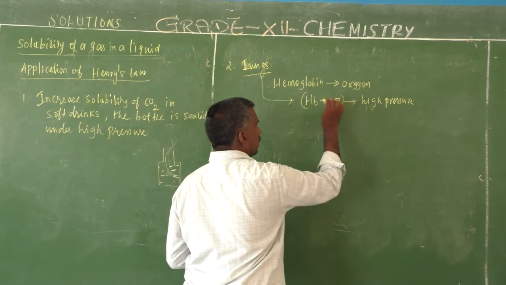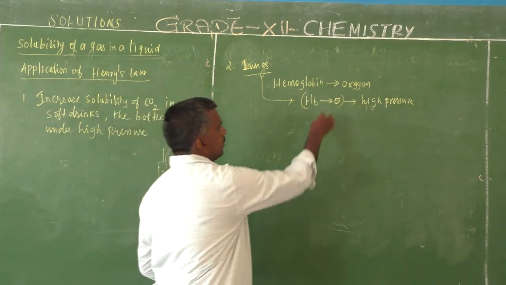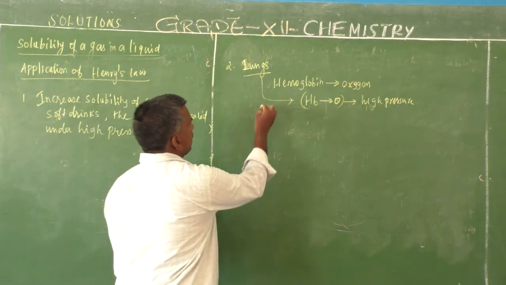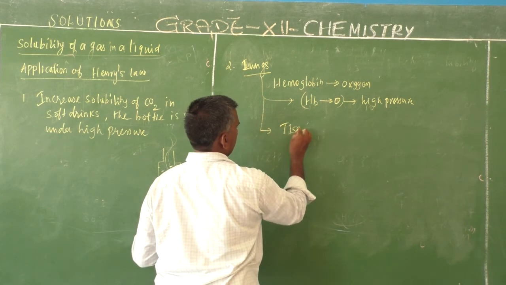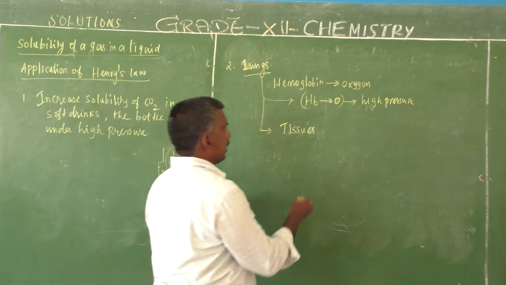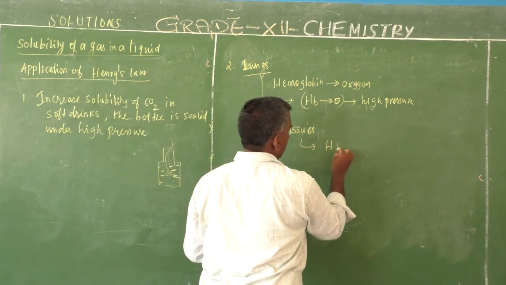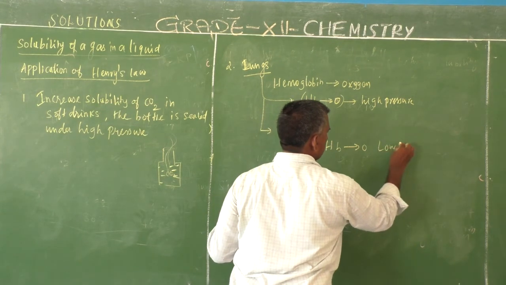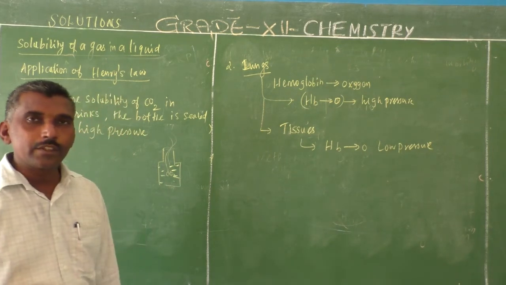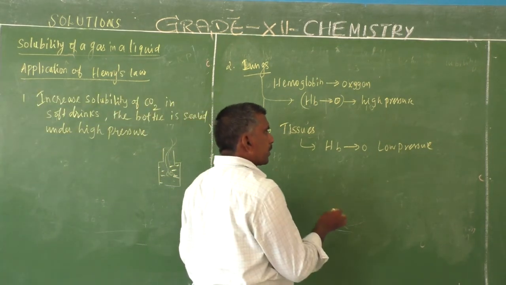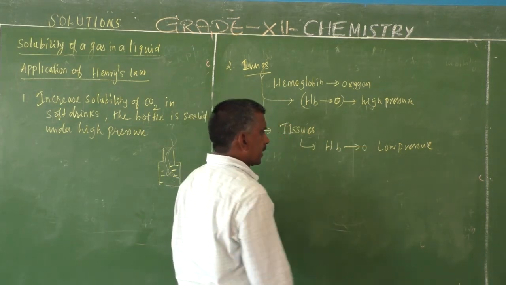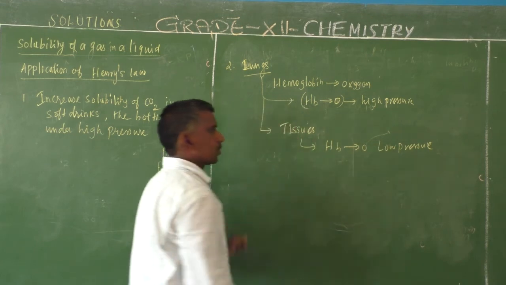Why? If it is low pressure, what happens? The bond easily breaks, so the organ would not receive it. But in tissues, oxygen is delivered. In the tissues, the pressure is low. So what happens at low pressure? The hemoglobin-oxygen bond breaks, so oxygen is easily given to the tissues.